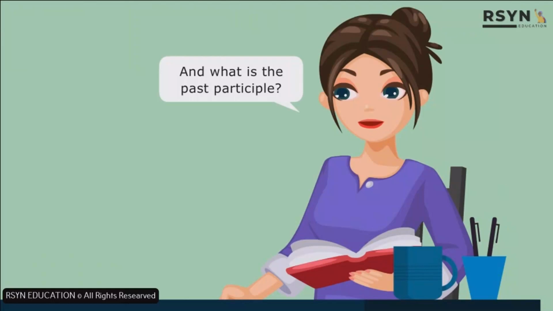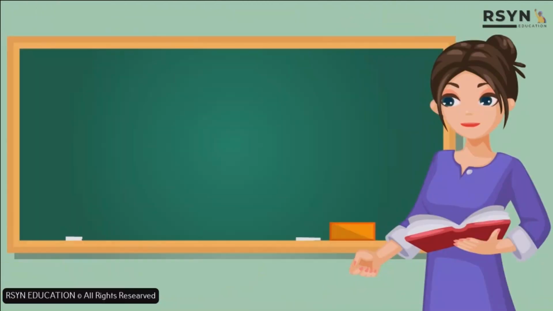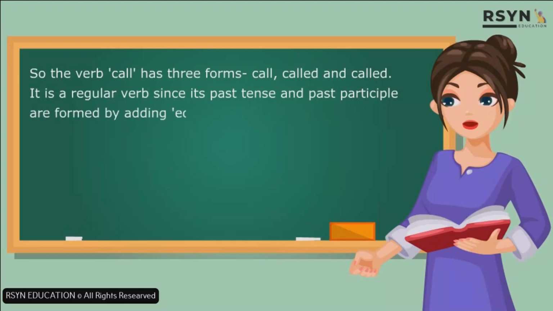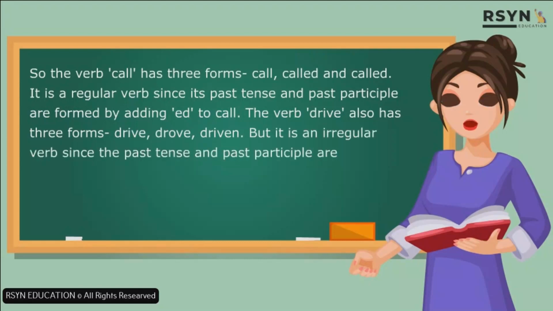So the verb call has three forms: call, called, and called. It is a regular verb since its past tense and past participle are formed by adding ed to call. The verb drive also has three forms: drive, drove, driven. But it is an irregular verb since the past tense and past participle are not formed by adding ed but in some other way.